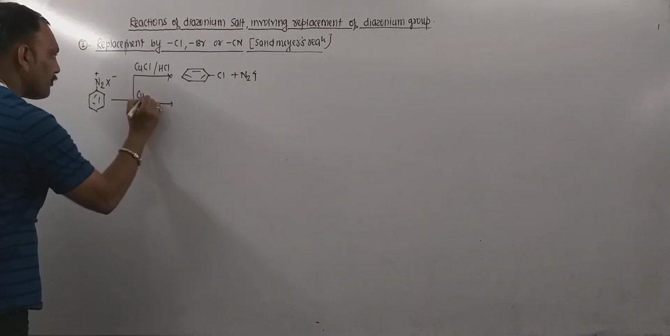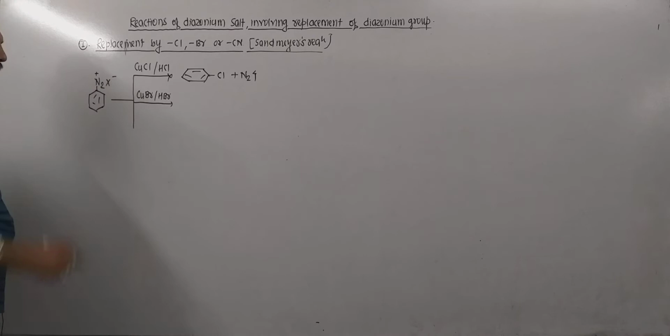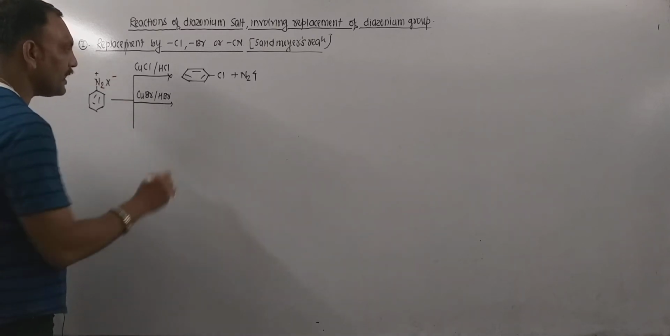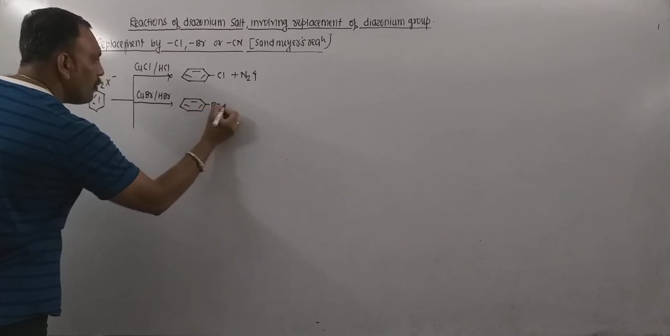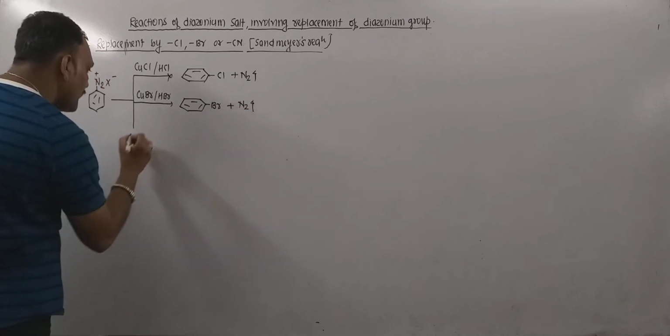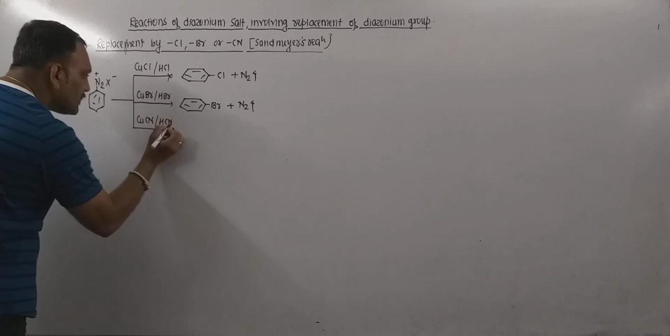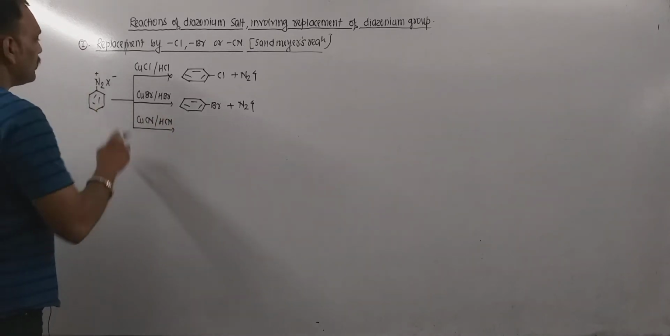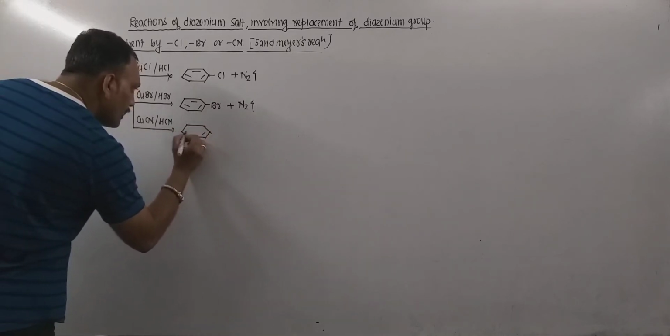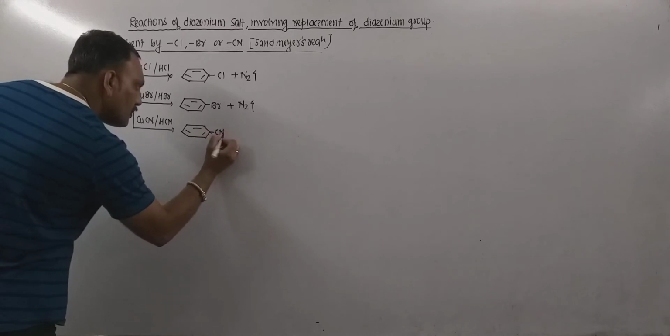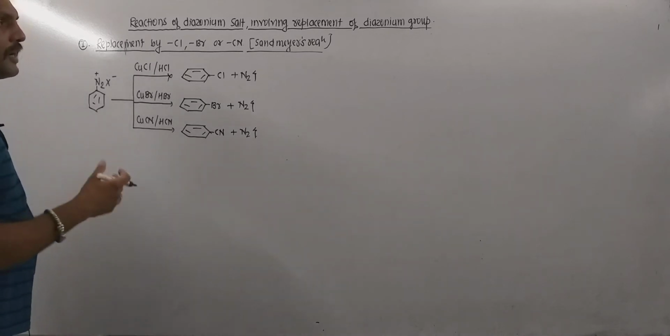And instead, if we use CuBr and HBr to treat this, then the diazonium group gets replaced by bromine, and thereby formation of bromobenzene takes place with the evolution of N2. And when we use CuCN and KCN to react with this diazonium salt, then the diazo group will get replaced by the cyano group, and that leads to the formation of cyanobenzene with the departure of N2 gas.